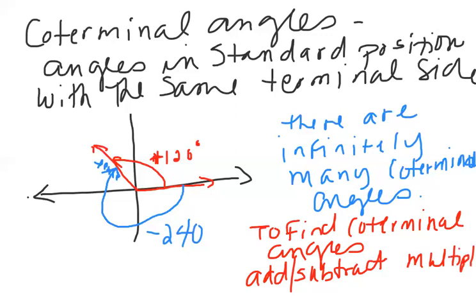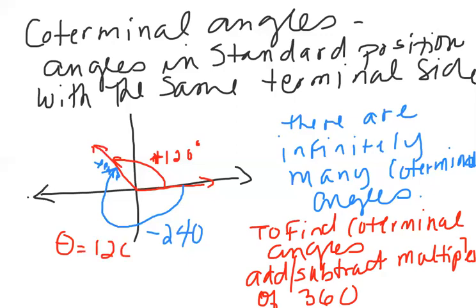Okay, let me rewrite that because that's running off the screen there. So you want to add or subtract integer multiples of 360. So guys, let's look. That angle was 120. So I want to find two coterminal angles with it. I've already found one. I'm going to show you how to find it, by the way.